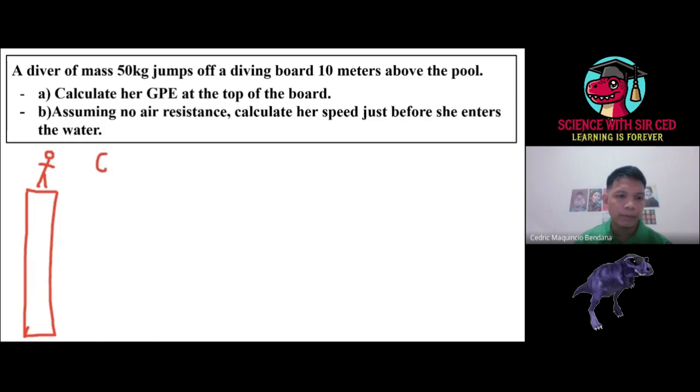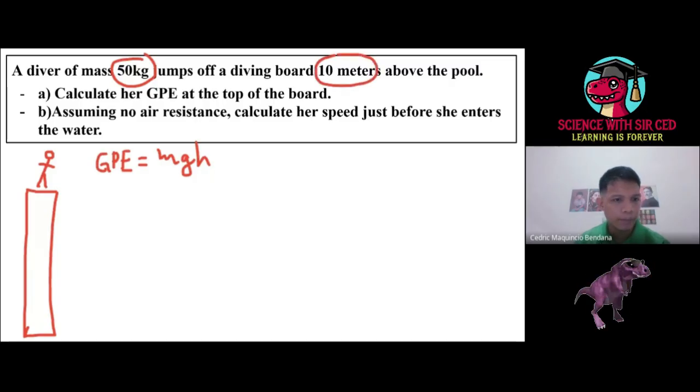For the letter A, we are looking for GPE. How can we calculate GPE? This is easy. GPE is equivalent to mgh. Is mass available? Yes. Is gravity available? Yes. Is height available? Yes. Everything is available. Just substitute. Mass is 50 multiplied by 9.8 multiplied by 10.